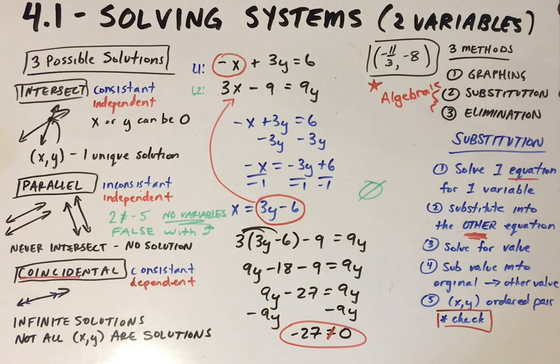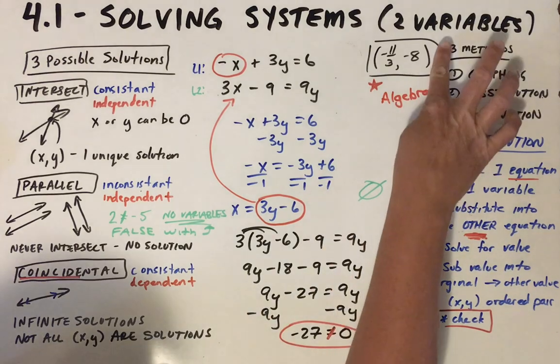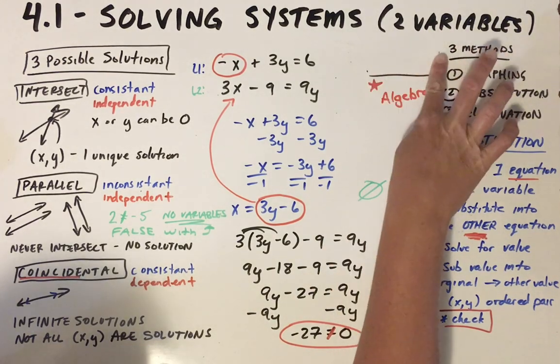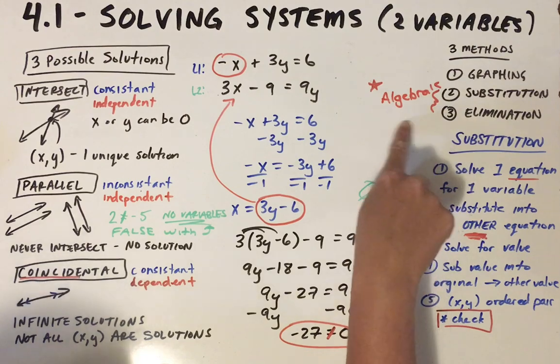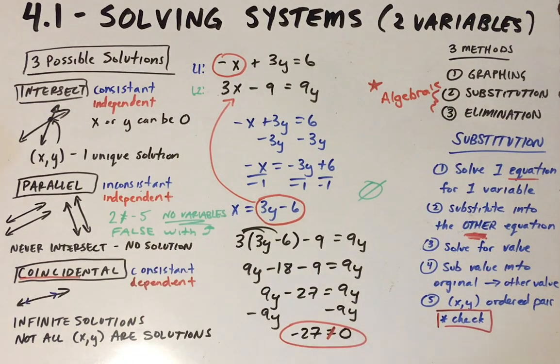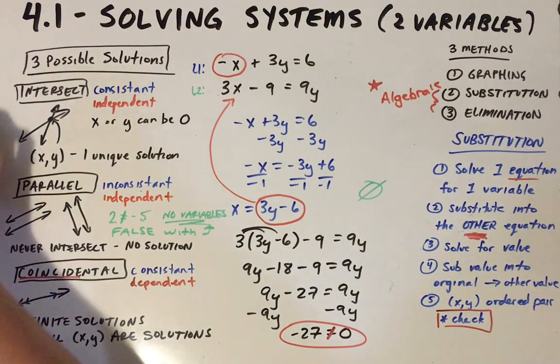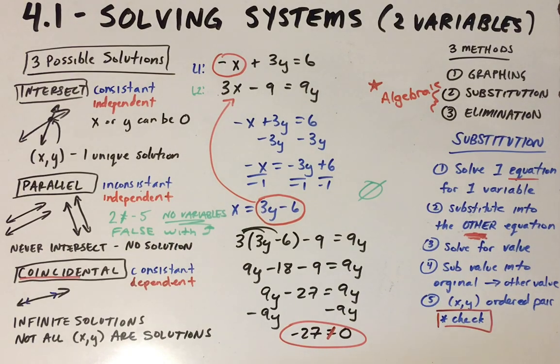Again, I said if we were to put both of these lines into slope-intercept form, you could see that they're parallel lines. They would have the same slope, but different y-intercepts. So this is algebraically what this looks like. I would get some false statement. All right, let's do 2 more examples here.